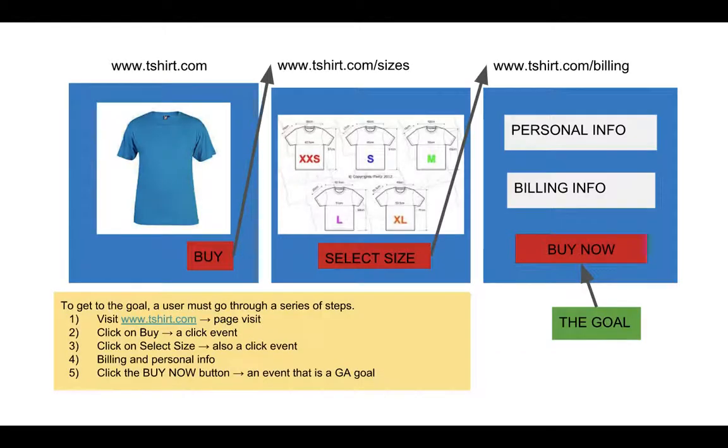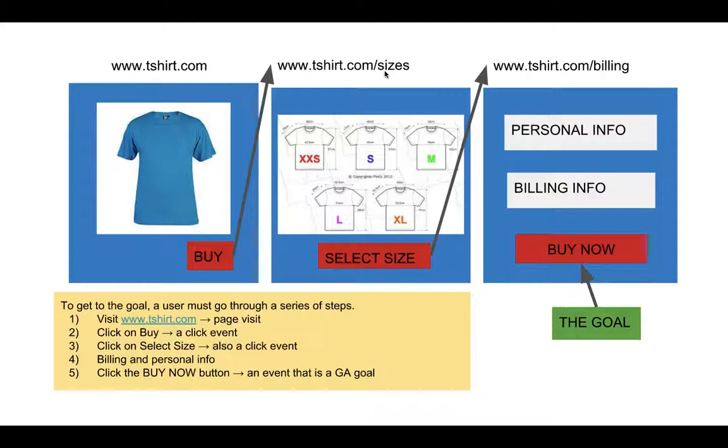So normally, let's say you have a website called www.tshirt.com. So this would be a flow where the goal is this Buy Now button over here. So you can track in various ways. You can track this whole flow. You can track the button clicks here, here, and here. You can also track the actual pages, www.tshirt.com, tshirt.com/sizes, and tshirt.com/billing.